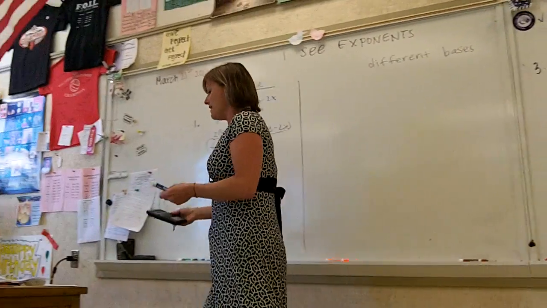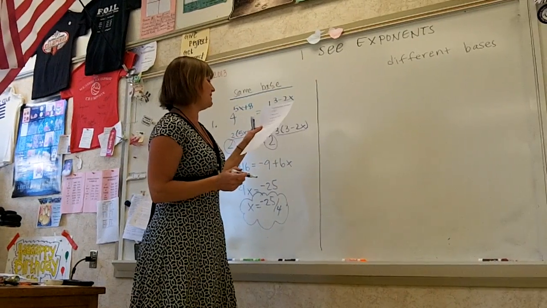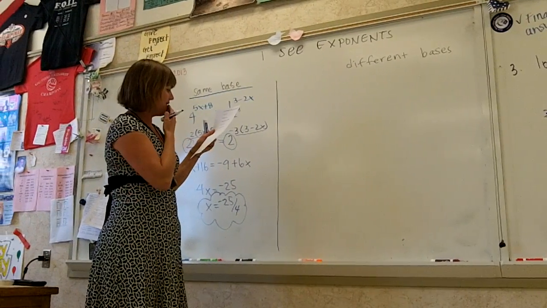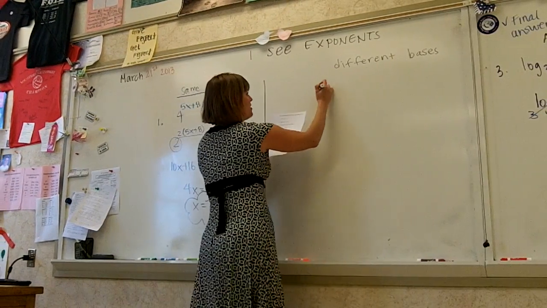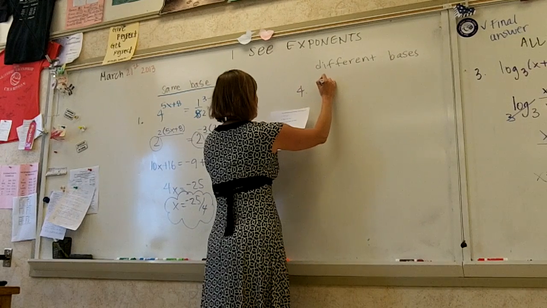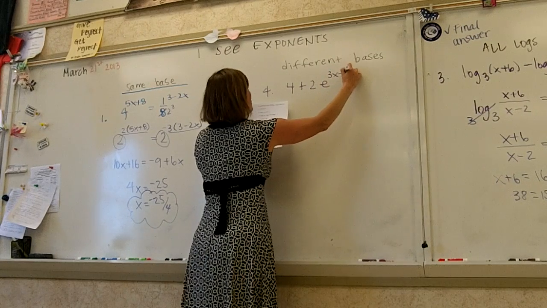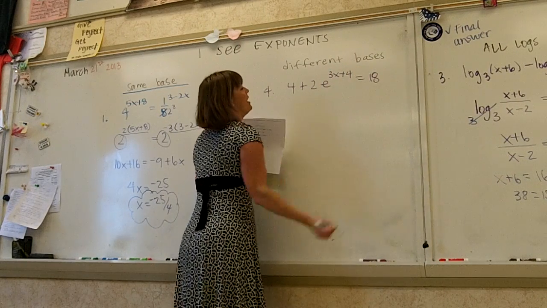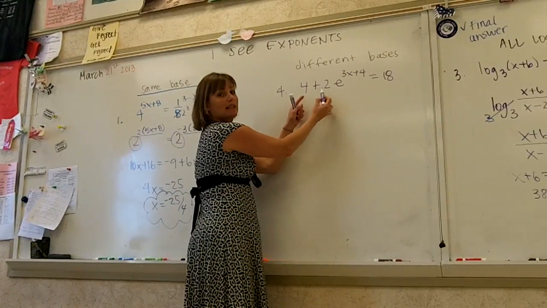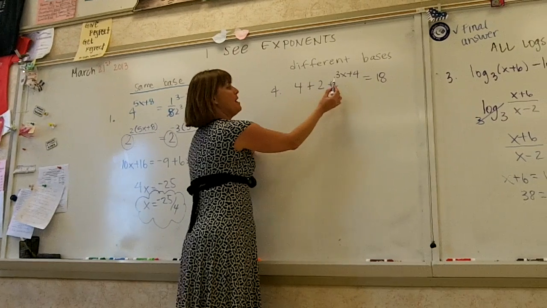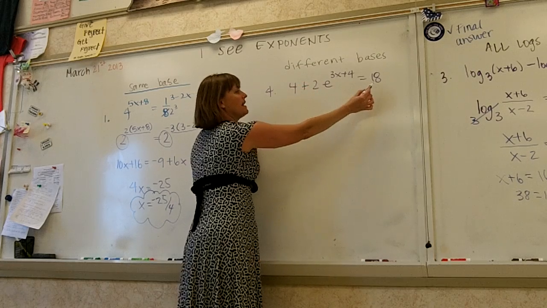So let's try the next example. Problem number 4. Oh, I see exponents. And I don't know if I can write it in the same base, so I'm going to just start with it over here. So number 4 starts with 4 plus 2e to the 3x plus 4 equals 18. All right, now, don't get crazy and think that you can add these two things together and call that 6, because you can't. This one has an e attached to it. This one has nothing. So this has to go over here with the 18.